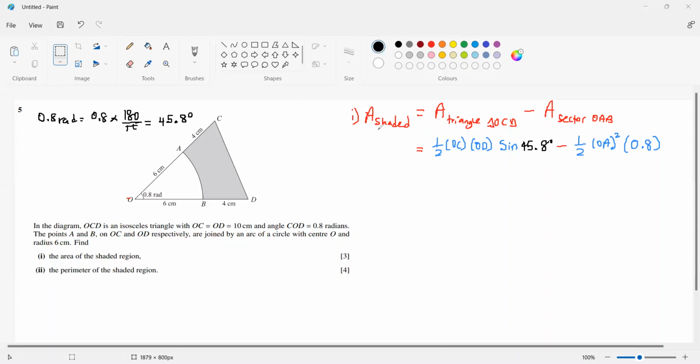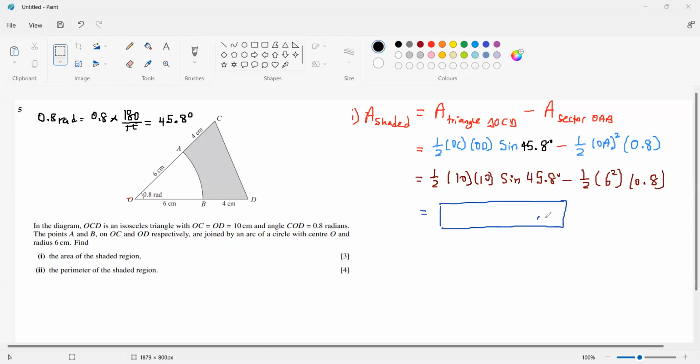Okay, now let's substitute the numbers correctly. Half times 10 times 10 times sine 45.8 degrees, minus half times OA, which is 6 squared, times 0.8. It's just a matter of putting it in the calculator. So this is 50 times sine of 45.8 minus 0.5 times 6 times 6 times 0.8. So it is 21.4 centimeters squared. There we go. Now we're ready for the second part.